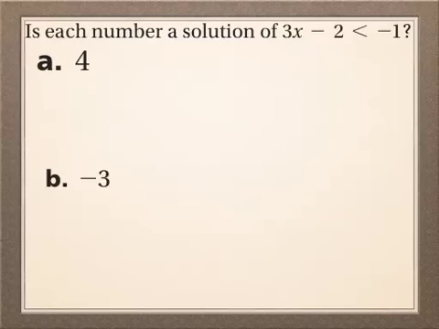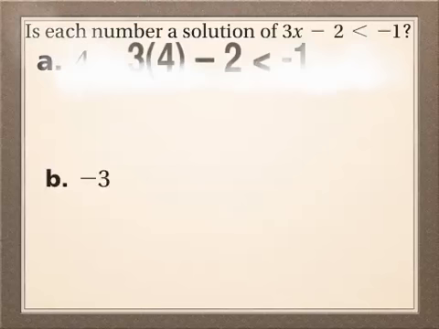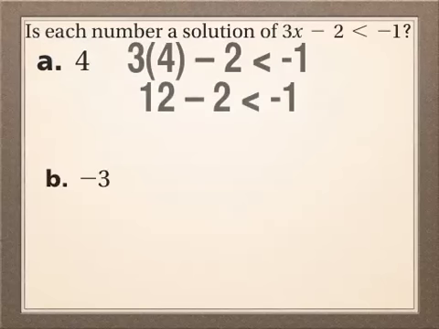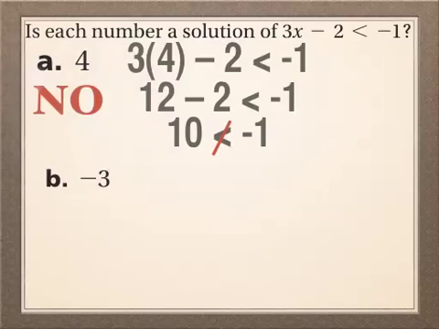Is each number a solution of 3x minus 2 is less than -1? A, it asks us if 4 is a solution. To find if it's a solution or not, we have to see if it makes the inequality true. So we need to plug in 4 for x. We have 3 times 4 minus 2 is less than -1. Well, 3 times 4 is 12, minus 2 is 10. 10 is not less than -1, so this is not a true statement. So it is not a solution of 3x minus 2 is less than -1.